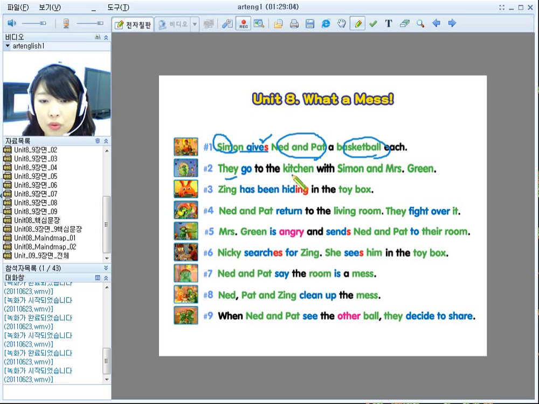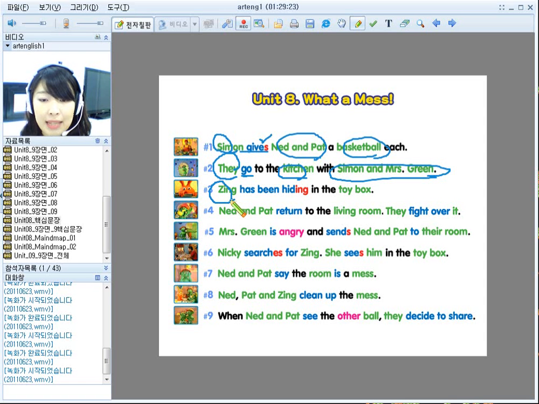Then they go to the kitchen with Simon and Mrs. Green. They mean Ned and Pat. And what happened next in scene 3?